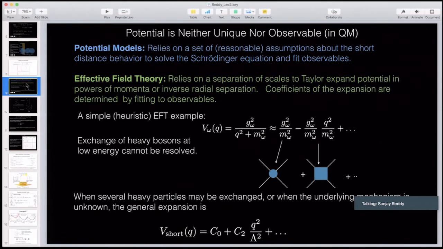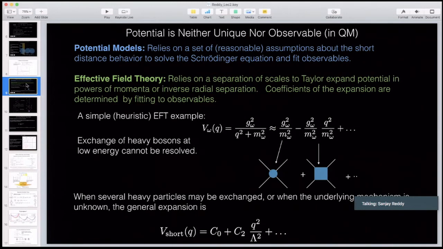And what people have done in the past is to make some reasonable assumptions about the short distance physics to solve the Schrodinger equation and fit observables. That's what we just discussed. But maybe the assumptions at short distances lead to large errors. We don't quite know that a priori when we do a potential model. So what one does is try to come up with a systematic way of accounting for short distance physics. And so effective field theory, I'll give you a very heuristic introduction to effective field theory.